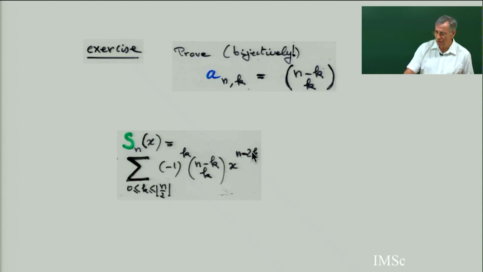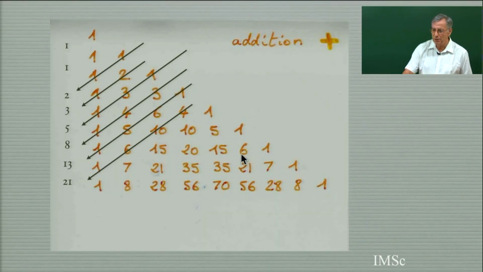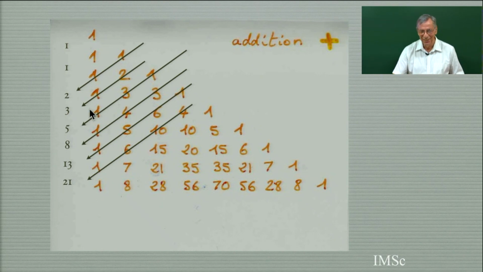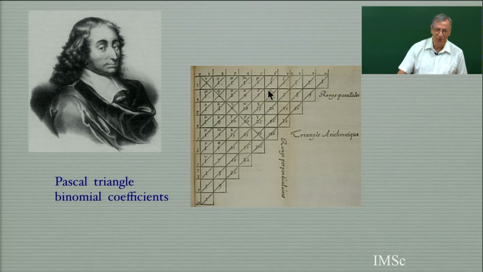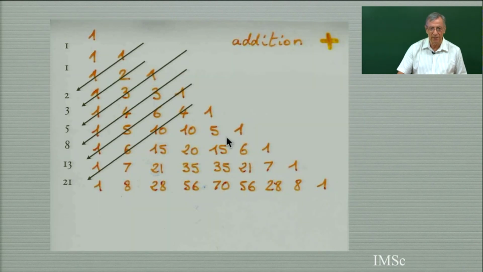Now you can read this coefficient on what is called in the Western countries the Pascal triangle. This is a Pascal triangle, written like this. It is the binomial coefficient, n choose k. I suppose everybody knows the binomial coefficient, so I will not say too much about it.